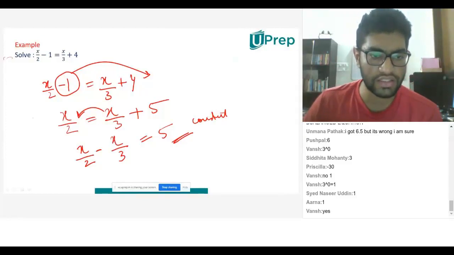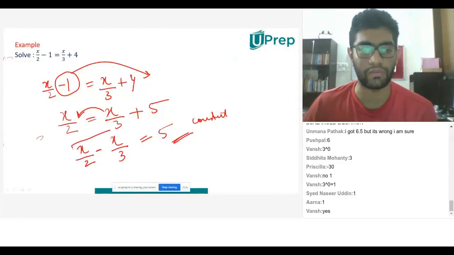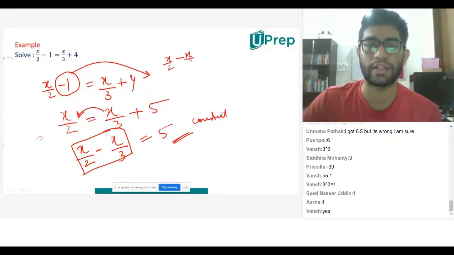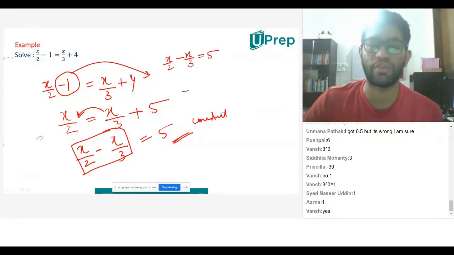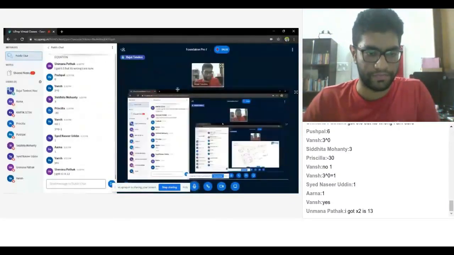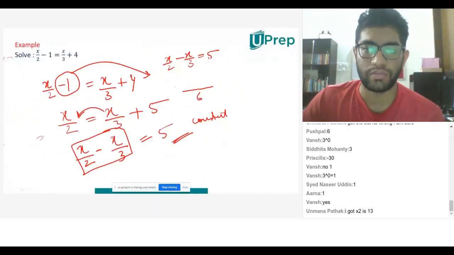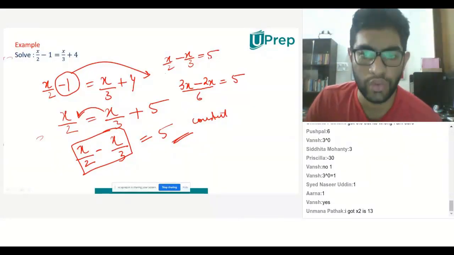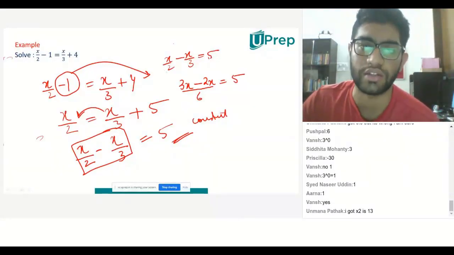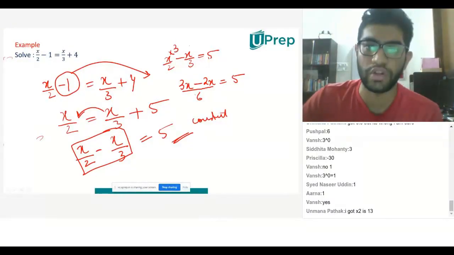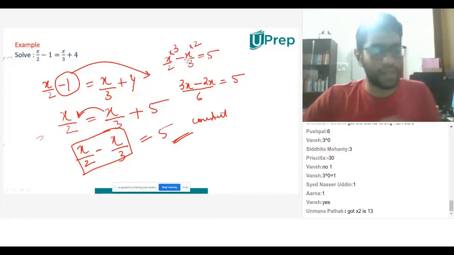Now, let's see what we can do to this. What is the LCM? x by 2 minus x by 3 equal to 5. The LCM of 2 and 3 is 6. You know how to find the LCM, right? Now, sir, this is 3x minus 2x equal to 5. Is this very clear how I got this? 2 into which number is 6? 2 into 3. Therefore, numerator into 3. 3 into which number is 6? 3 into 2.